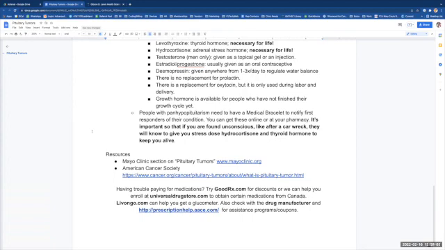When you have questions, the Mayo Clinic has a section on pituitary tumors, and the American Cancer Society also has a section on their website about what is a pituitary tumor, and these are both reliable and up-to-date, easy-to-read resources.